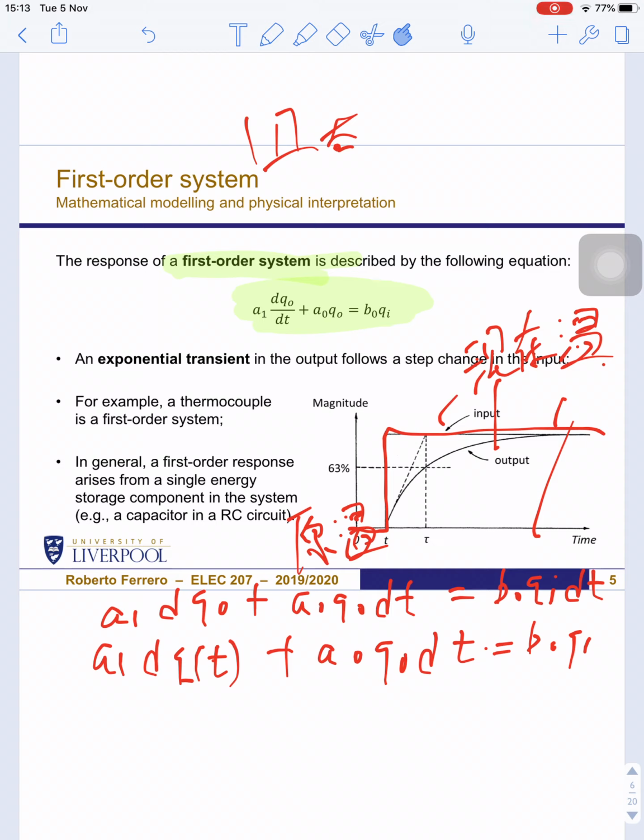The response of the first order system can be derived from the following equation: A1 times the first order derivative of Q out, plus A0 times Q out, is equal to B0 times QI. So therefore it will correspond to an exponential transition in the output following a step change in the input. For example, the thermocouple is a first order system.